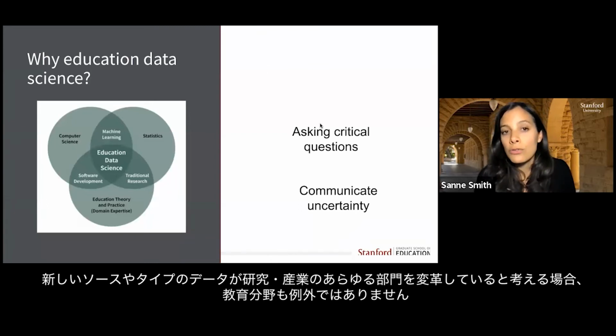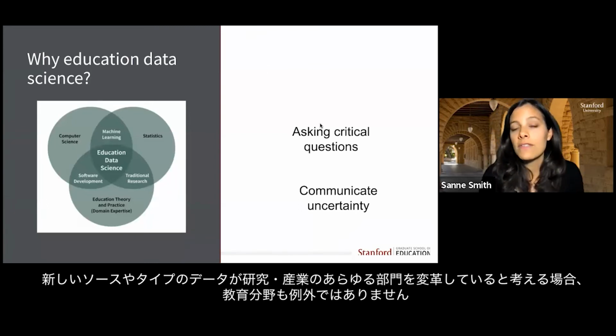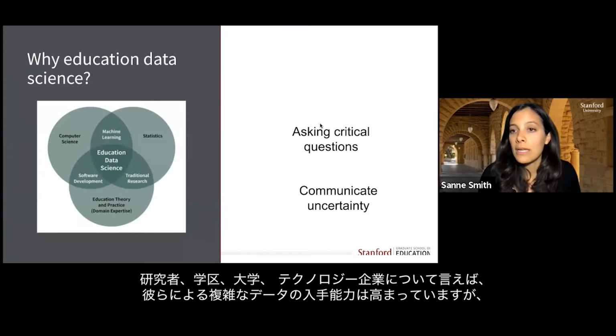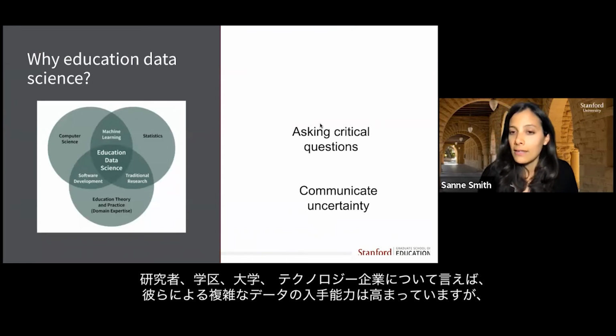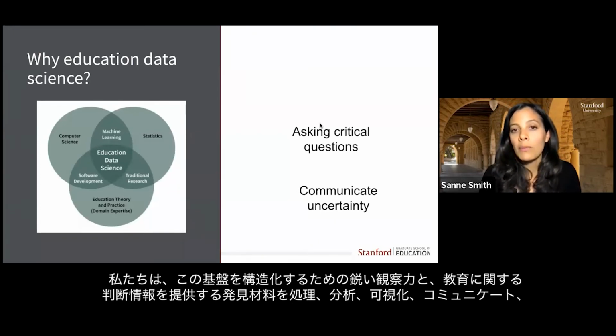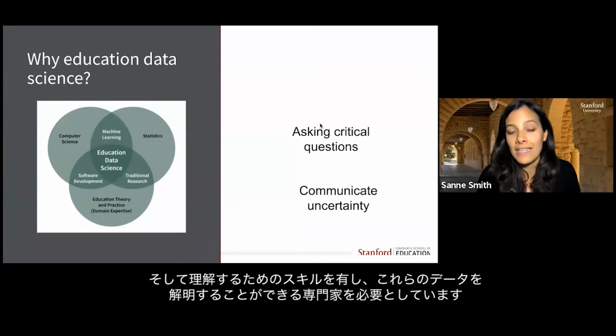So when we think about that, new sources and types of data are transforming all kinds of sectors of research and industry, and the field of education is no exception. Researchers, school districts, universities, edtech companies are increasingly able to acquire complex data, but we need professionals that can make sense of that data, with a keen eye for organizing the infrastructures and the skills to process, analyze, visualize, communicate, and understand these findings that inform decisions about education. This means that these professionals require both technical skills and domain knowledge.